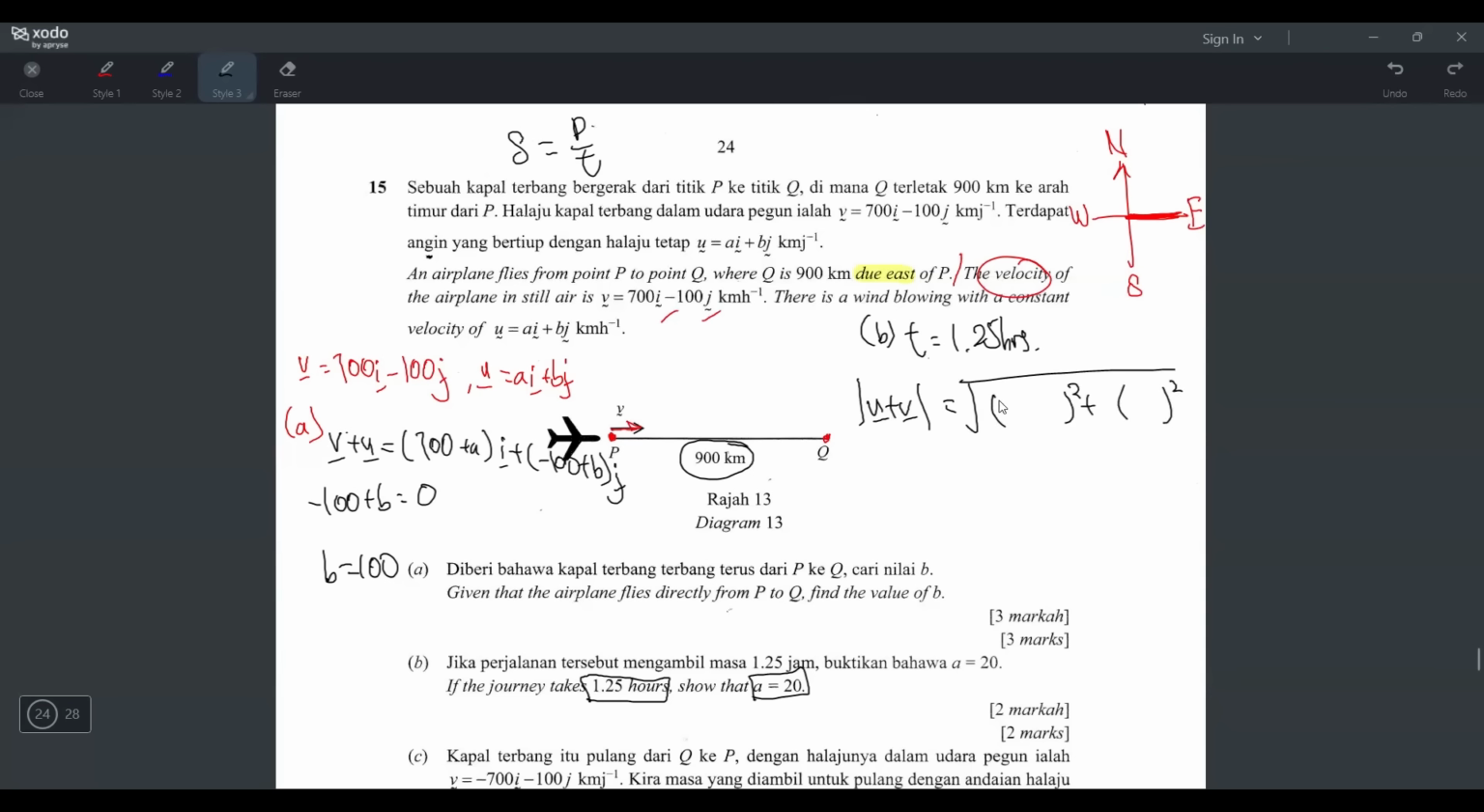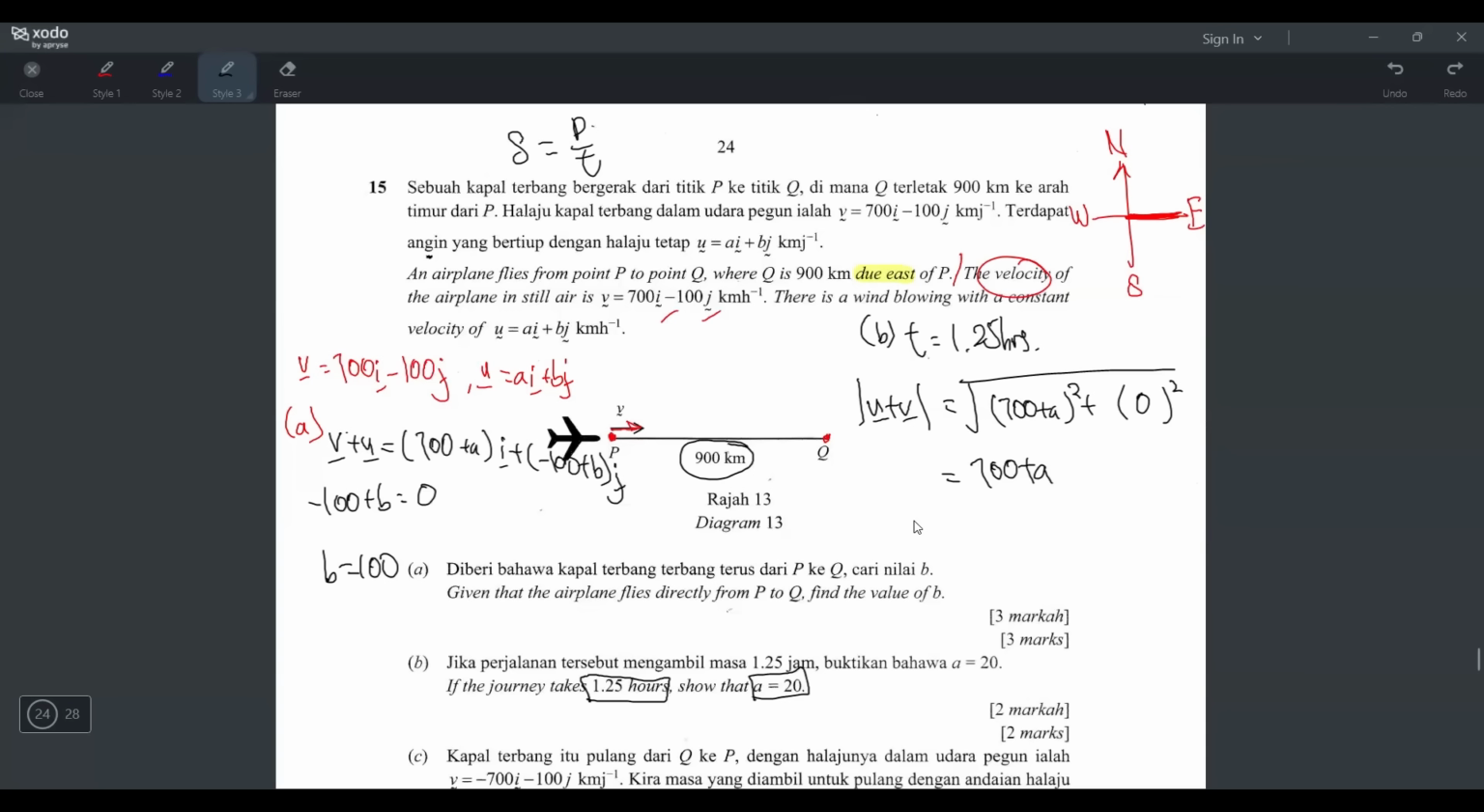And 700 plus A, you write it here. The negative 100 plus B is 100, you found it already. So negative 100 plus 100 will be 0, so this will be 0 squared. That means we will ignore that. So you are just left with square root of (700 plus A) squared, which is 700 plus A, because when you have square root of bracket squared, the square root and the square cancel. So you are just left with whatever is inside the bracket. So that is the speed in kilometers per hour.